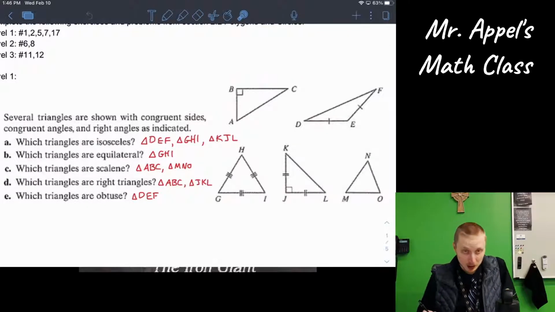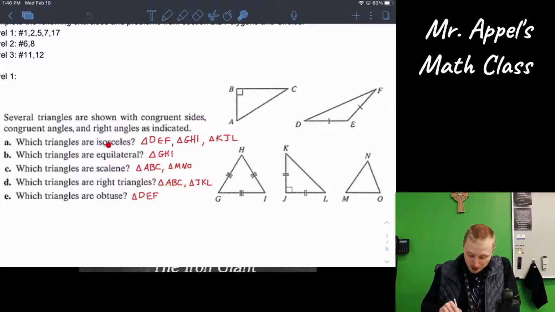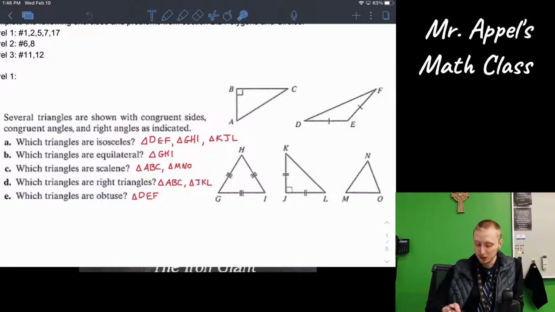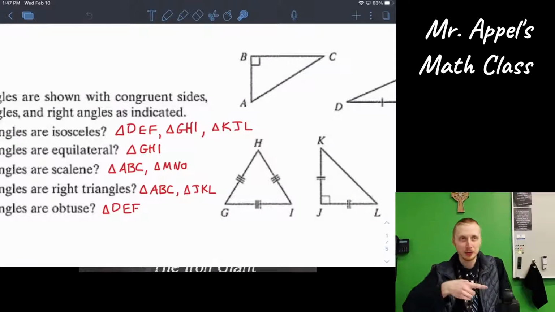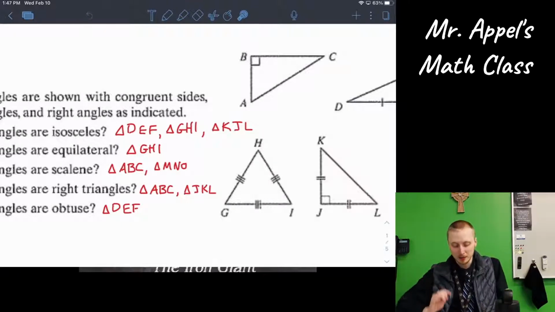So for the first one, we are finding all of the triangles with particular features. Out of this bunch, which are the isosceles, the equilateral, scalene, right, obtuse, and so on. Okay, so here they are. Notice GHI, the equilateral triangle, is also here on the isosceles list. Every equilateral triangle is also isosceles.